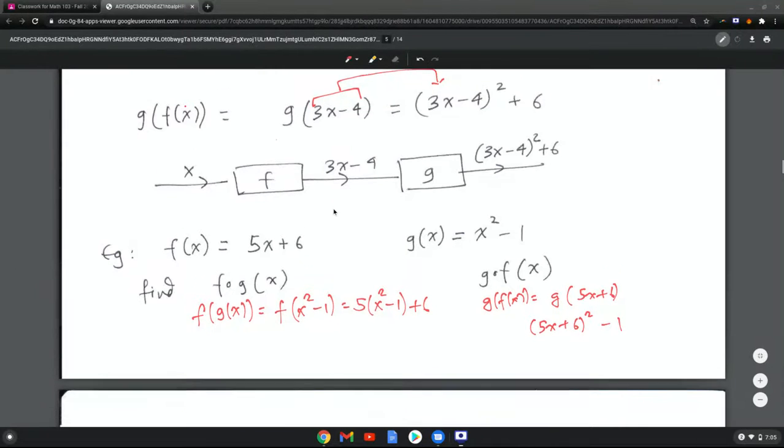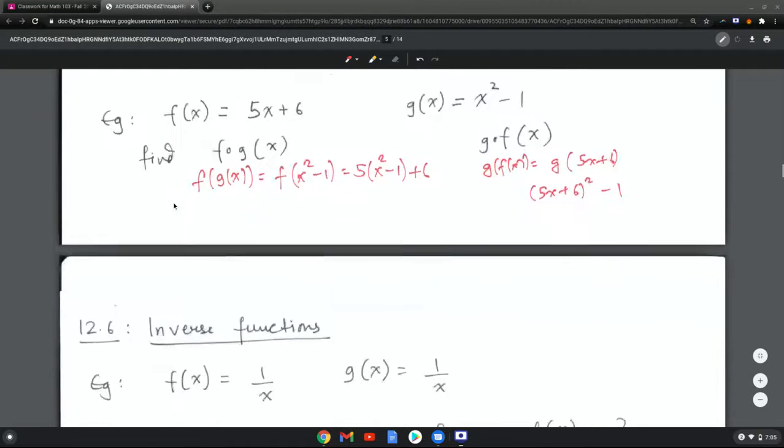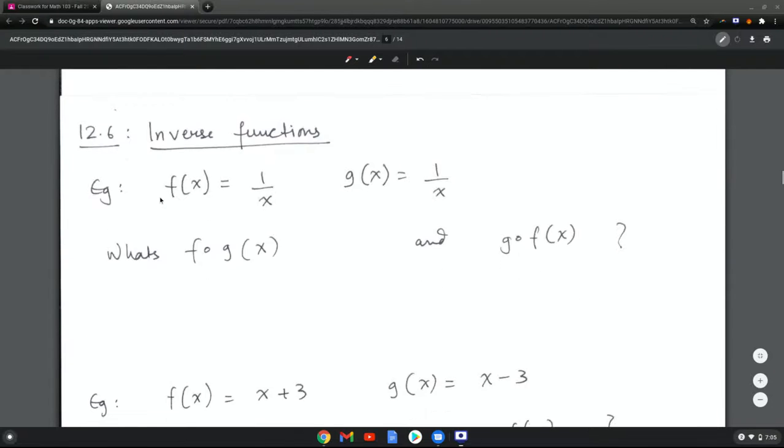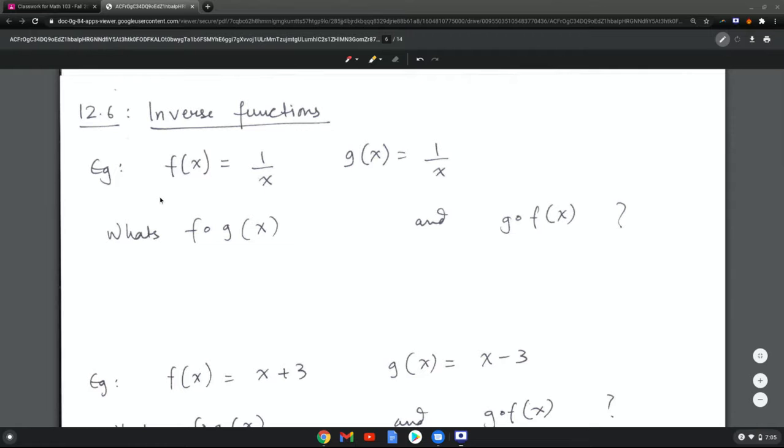Okay, so we have learned about composition of function. Now we are going to learn about something called inverse function. Let's look at this special example where f and g are the same, 1 over x. What's f of g of x? You can pause the video and try to evaluate this yourself.